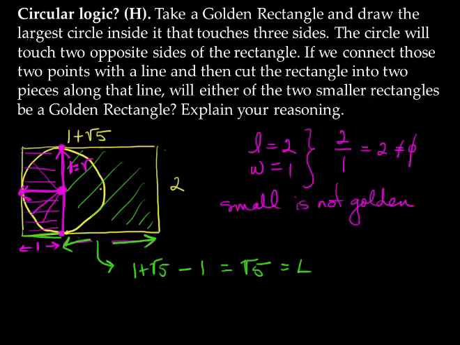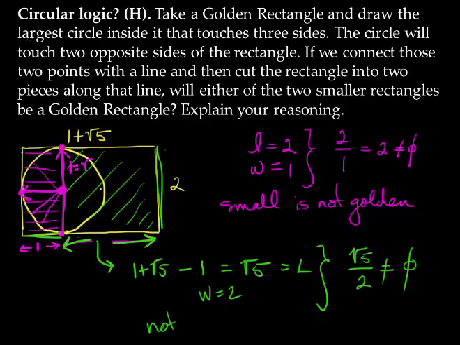And the width then is the smaller, so the width is 2. So W is equal to 2 for the larger of the two rectangles. And we get then the length over the width is the square root of 5 divided by 2. And if you plug that into your calculator, you won't get anything close to phi. So the green is also not golden. Neither of the two rectangles are golden.